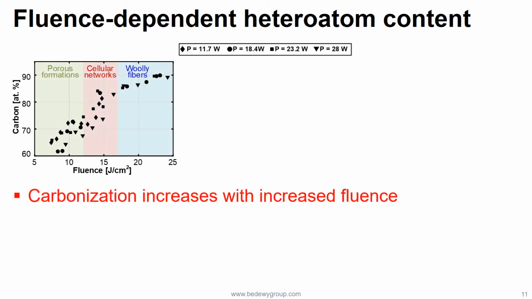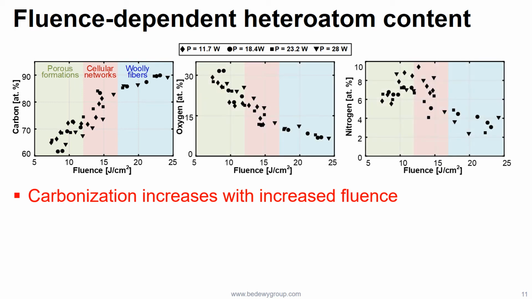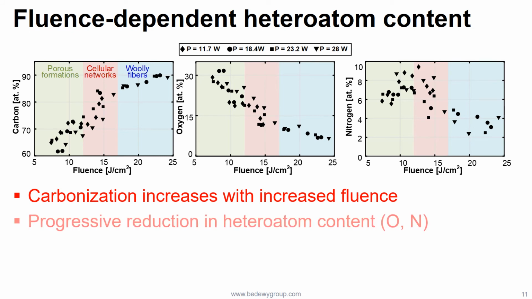In addition to imaging, we use XPS to understand how the carbonization and heteroatom content like oxygen and nitrogen evolve with increasing fluence. We notice that the carbonization increases with increased fluence, and we also notice a progressive reduction in heteroatom content that correlates with increasing fluence as well.